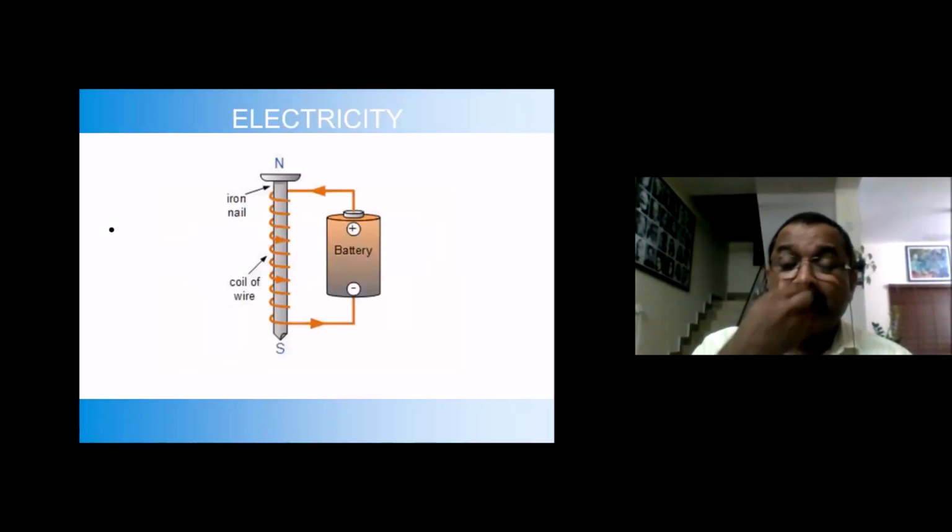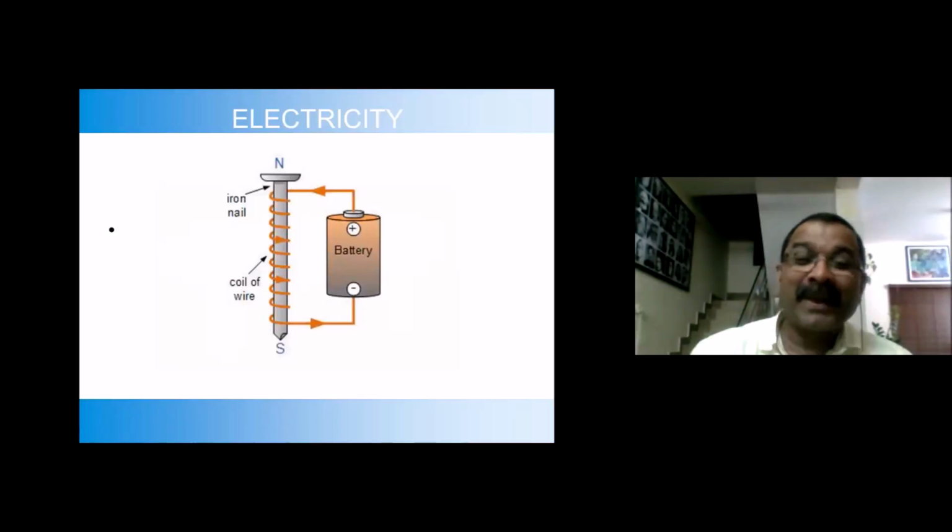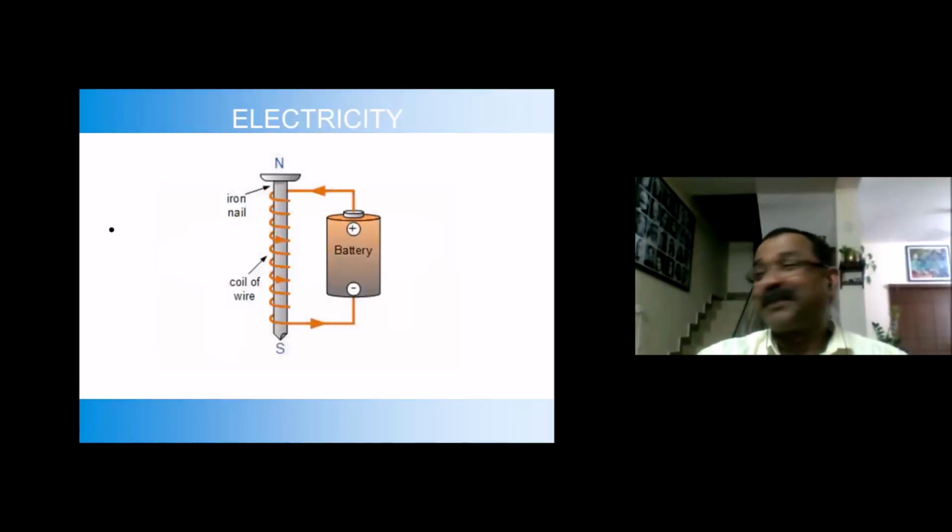So I have an assignment for you. You can do it at home. You take a small nail and a battery, and make an arrangement like this. You can see that the nail will show magnetism, or the nail will turn into a magnet.